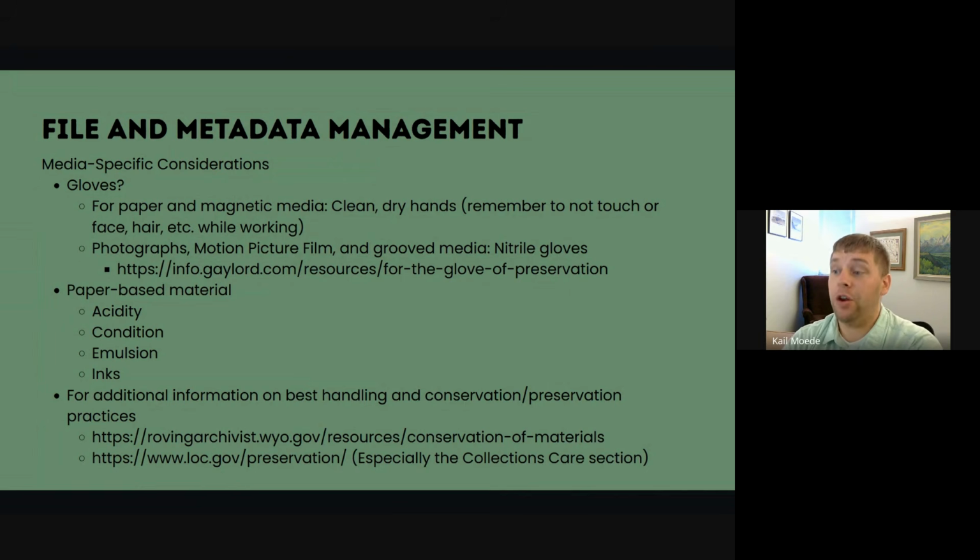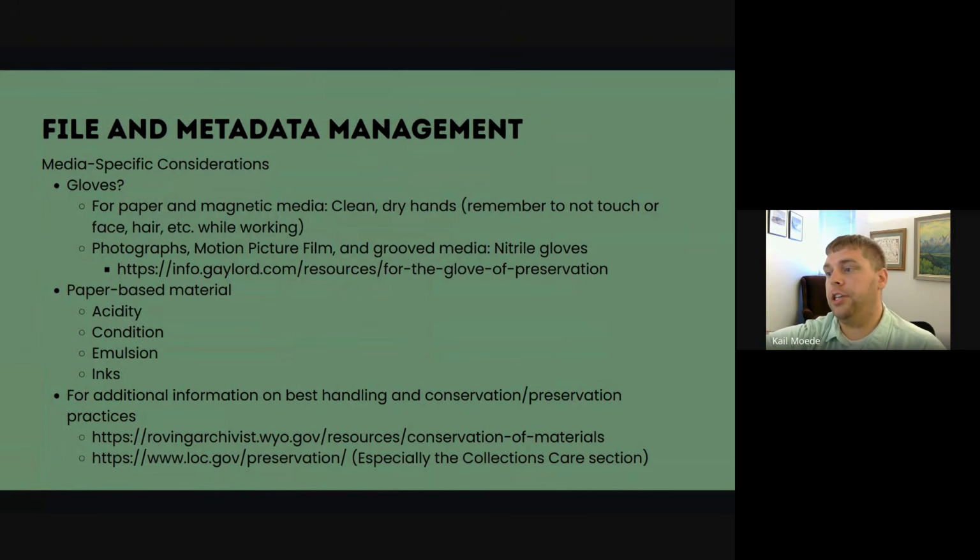And then for photographs, motion picture film, and groove media, the oils can actually degrade the material. Not saying that it won't degrade paper or magnetic media, but with photographs and motion picture film, the emulsion degrades very quickly if it's exposed to the acidity and the oils from your skin. And groove media can clog those grooves, and then you lose quality. So industry standard says nitrile gloves, so just make sure you have some of those on hand.